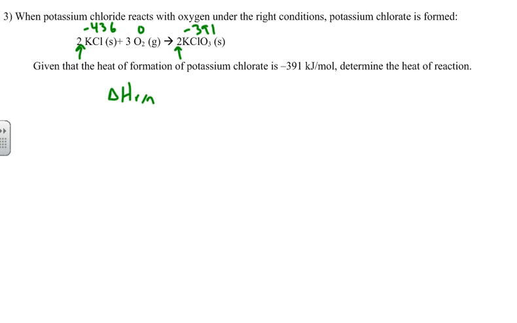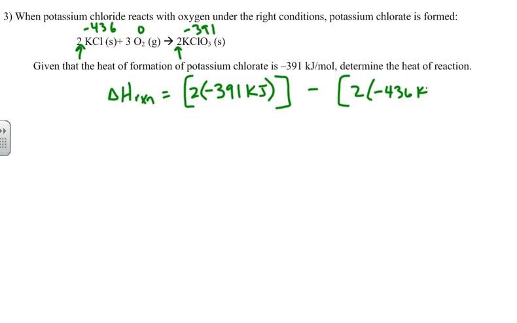So here's how this works. The heat of the reaction is equal to the sum of all the products' enthalpies. So let's see, we have negative 391 kilojoules for the enthalpy of our product, but we're going to multiply that by 2. That's our only product, so we don't have to add any other number to that number. We have one reactant, it's KCl, so we're going to subtract out the enthalpy of 2 of these, because there's a coefficient of 2 in front of the KCl, times the negative 436 kilojoules.